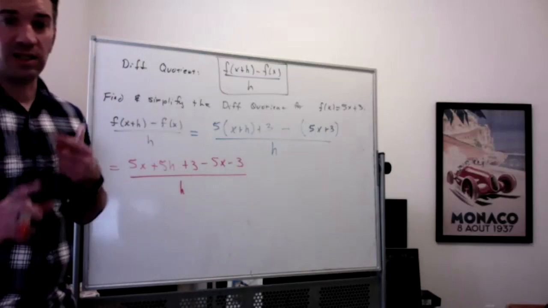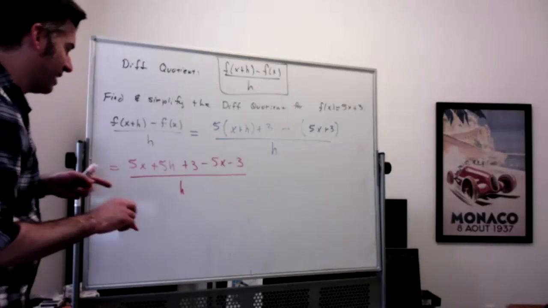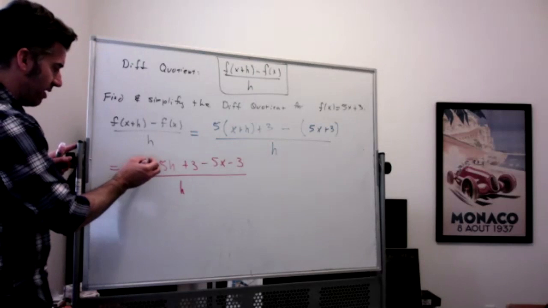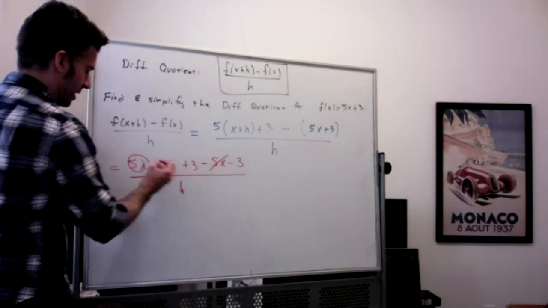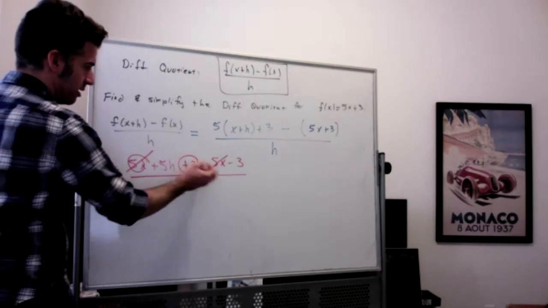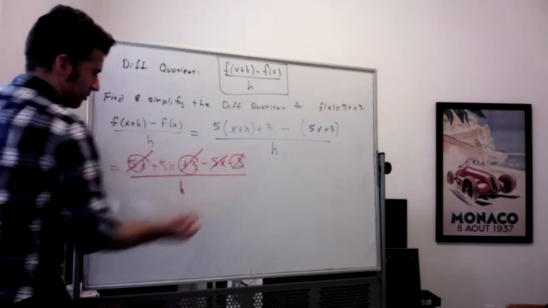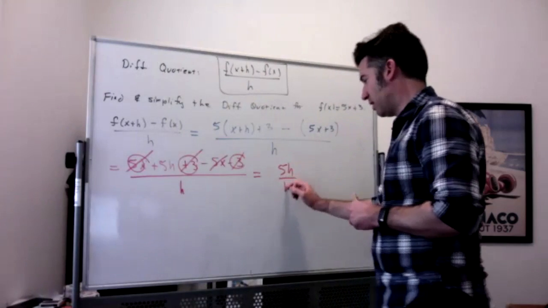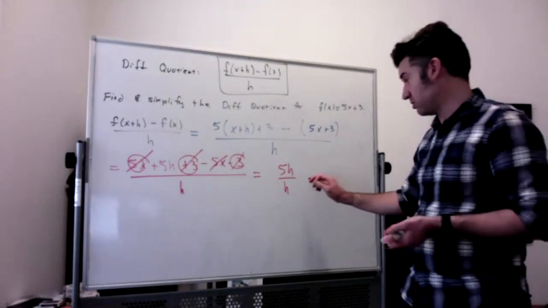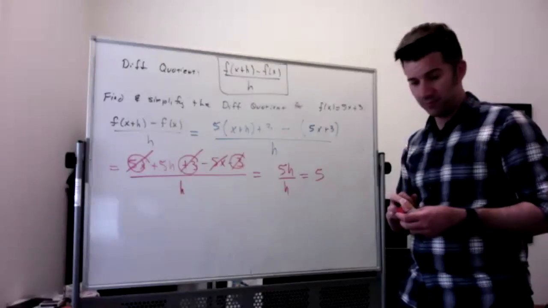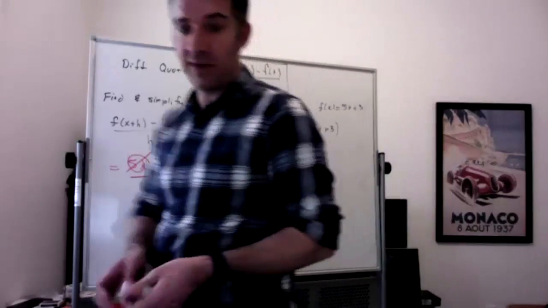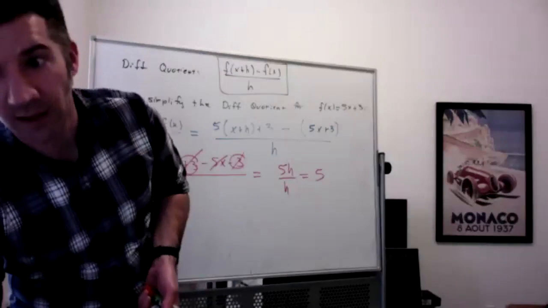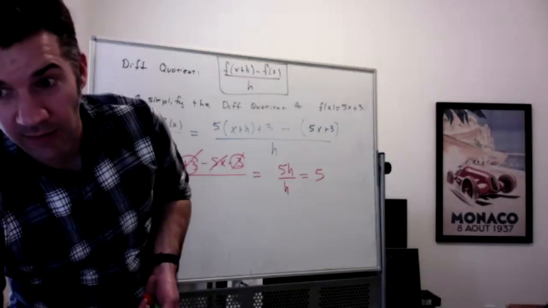Before we can cancel out the h in the denominator, we have to cancel out all the not-h things in the numerator. 5x and negative 5x cancel. 3 and negative 3 cancel. So we're left with 5h over h, and then h over h cancels, and you get 5. So here, the difference quotient is 5. The slope between any 2 points on that function would be 5.